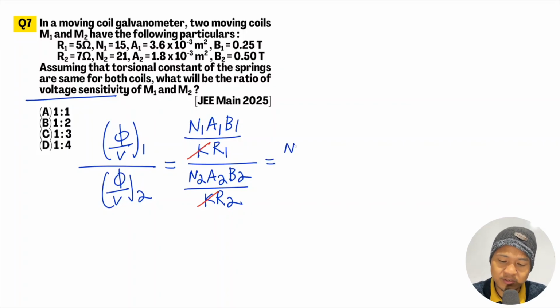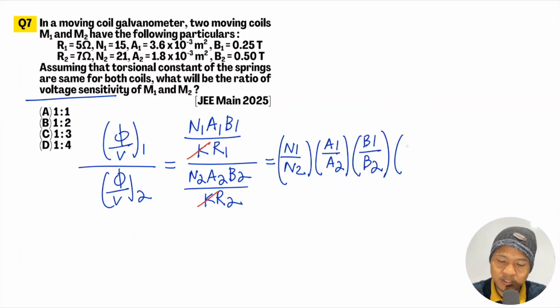So here I have N1 by N2, A1 by A2, B1 by B2, and R2 by R1. The denominator should come up, so R1 goes below and R2 comes on top. So you put the values.